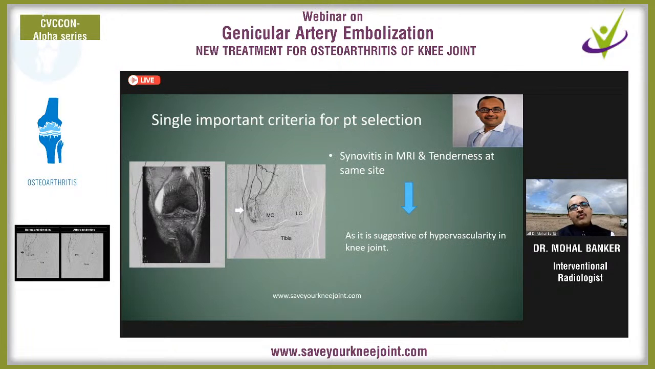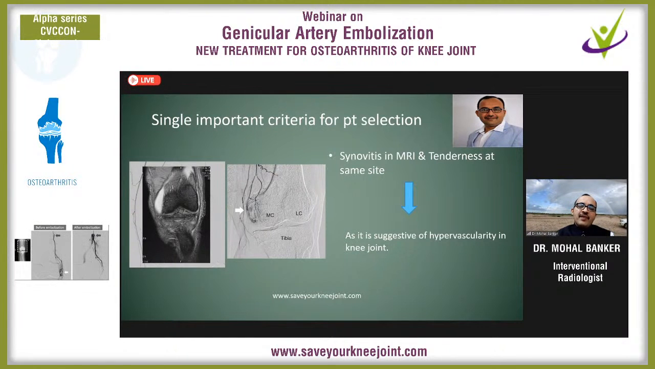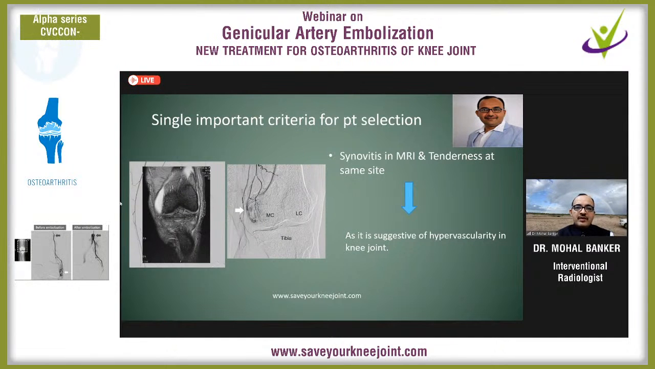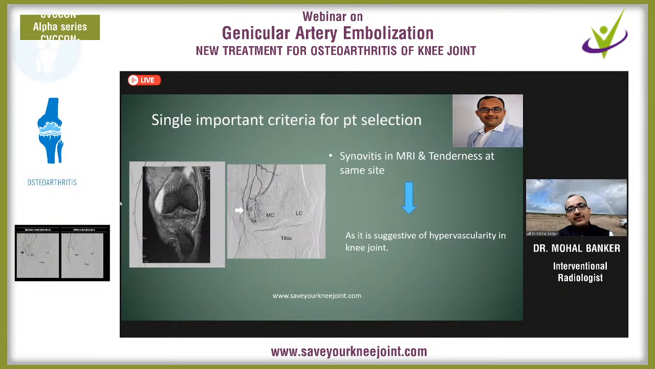And if you ask me what is the single most important criterion for patient selection, genicular artery embolization is particularly meant for chronic inflammation. So we have to find out the chronic inflammatory process within the joint, and for that two important tools. One is tenderness at the site, and in MRI there is synovitis at the same site. See, these are the two important criteria. If these are present, I would recommend genicular artery embolization. If we do the selective genicular artery angiography, definitely hypervascularity is present in the same area, and if we go for embolization, then the patient will improve symptomatically.